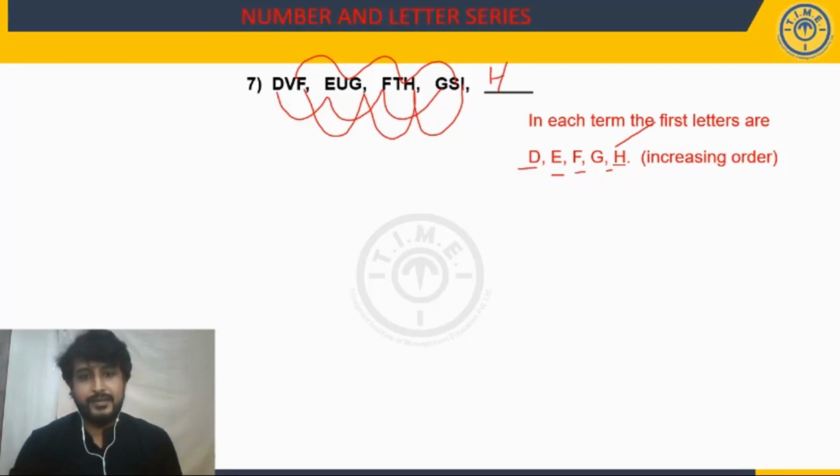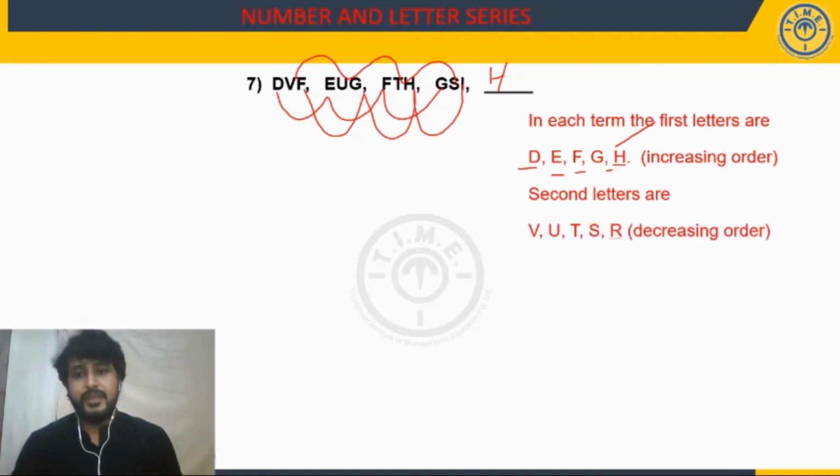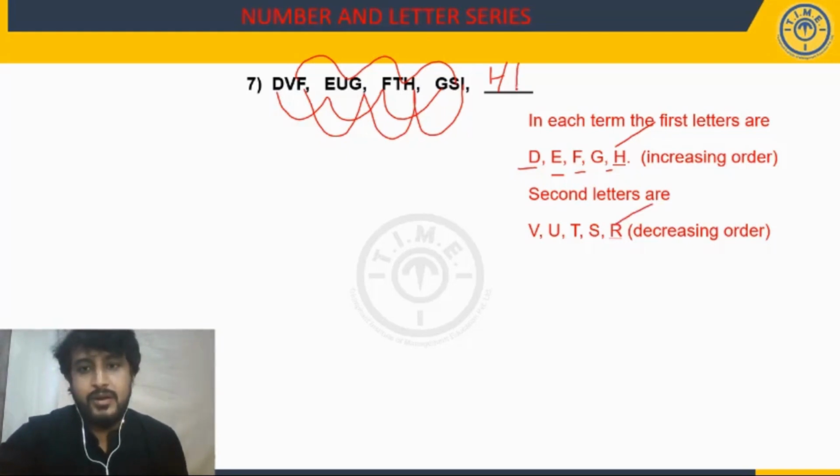Now identify the logic in the second set of letters. Second letters are what? V, U, T, S. V, U, T, S in decreasing order. So before S, R. So H, R.